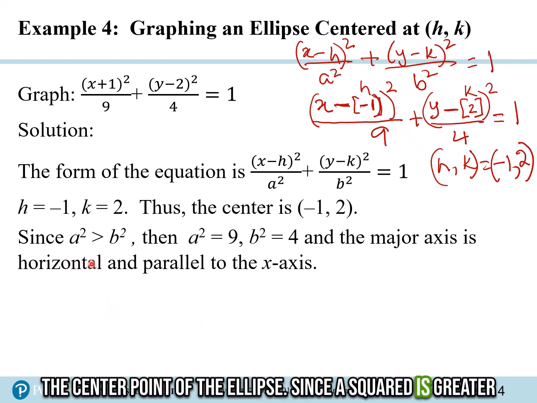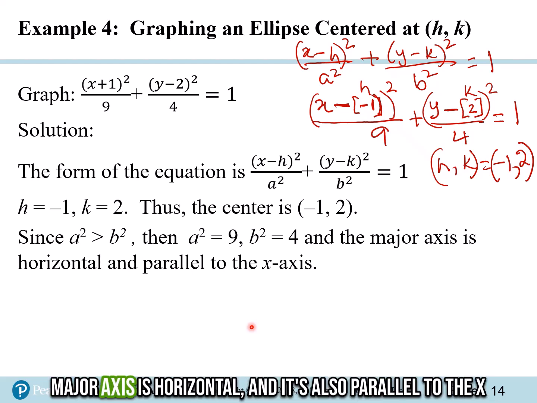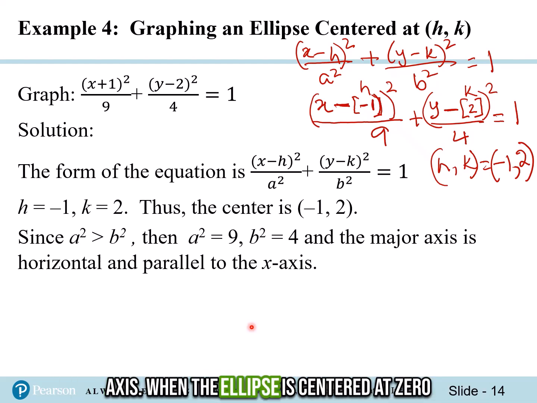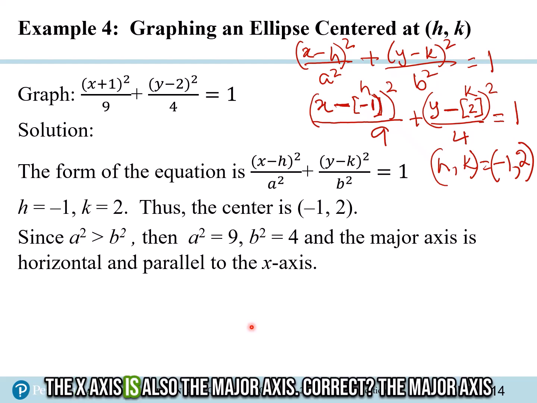Since a squared is greater than b squared, it's a horizontally positioned ellipse. The major axis is horizontal and it's also parallel to the x-axis. When the ellipse is centered at 0, 0, the x-axis is also the major axis, correct?